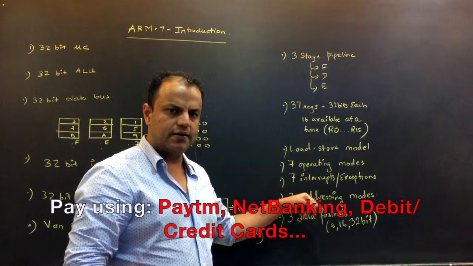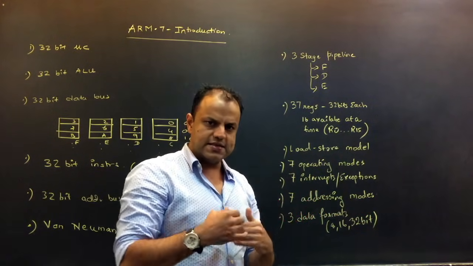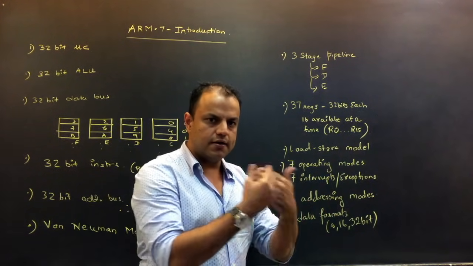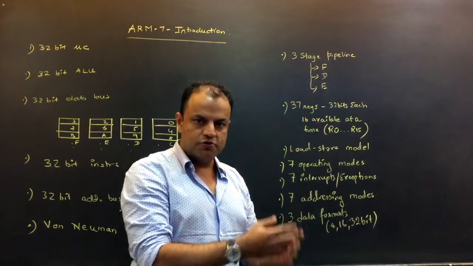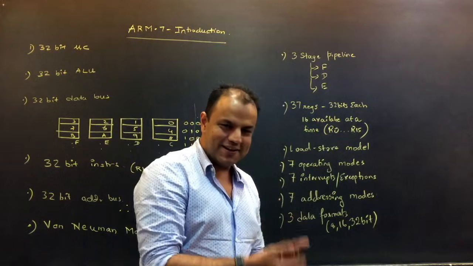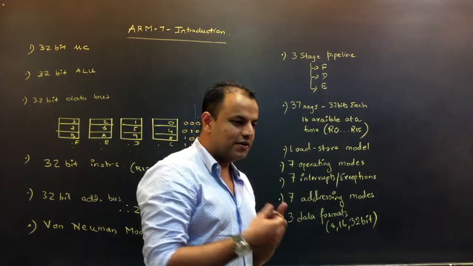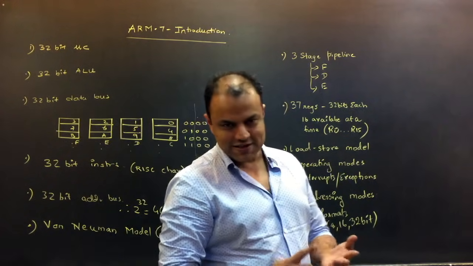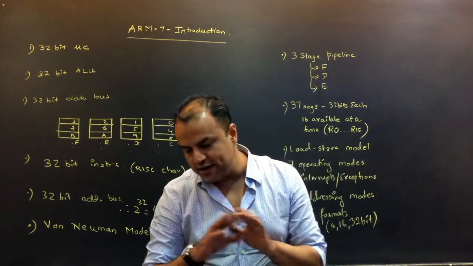There are 7 interrupts, also called exceptions. Exceptions make ARM enter a different mode. There are 7 modes, there are 7 interrupts. But don't think the 7 interrupts make you enter 7 modes. 7 interrupts make you enter 5 modes. User mode and system mode don't need an interrupt to enter. When I teach, you'll know.